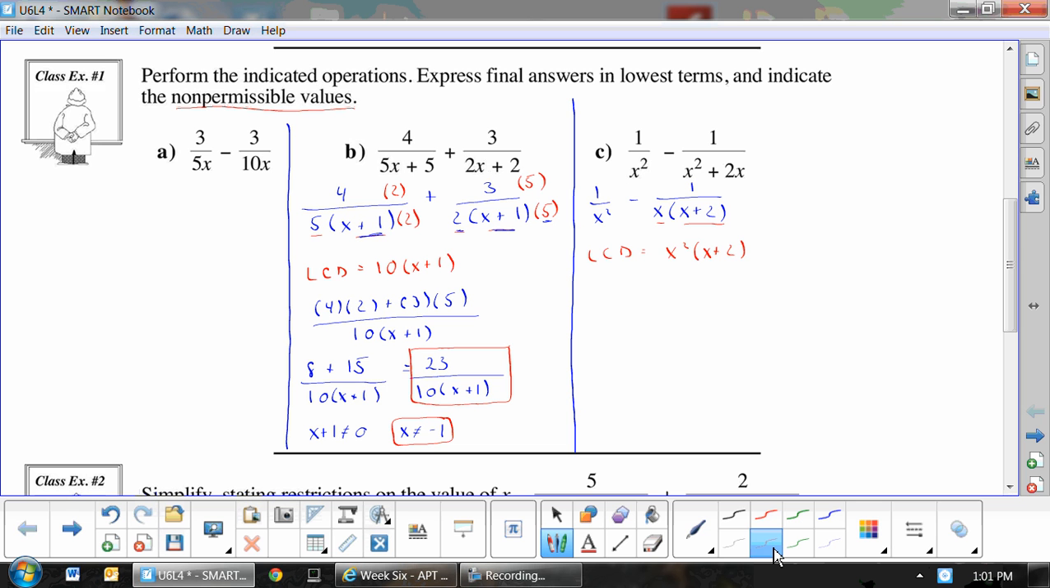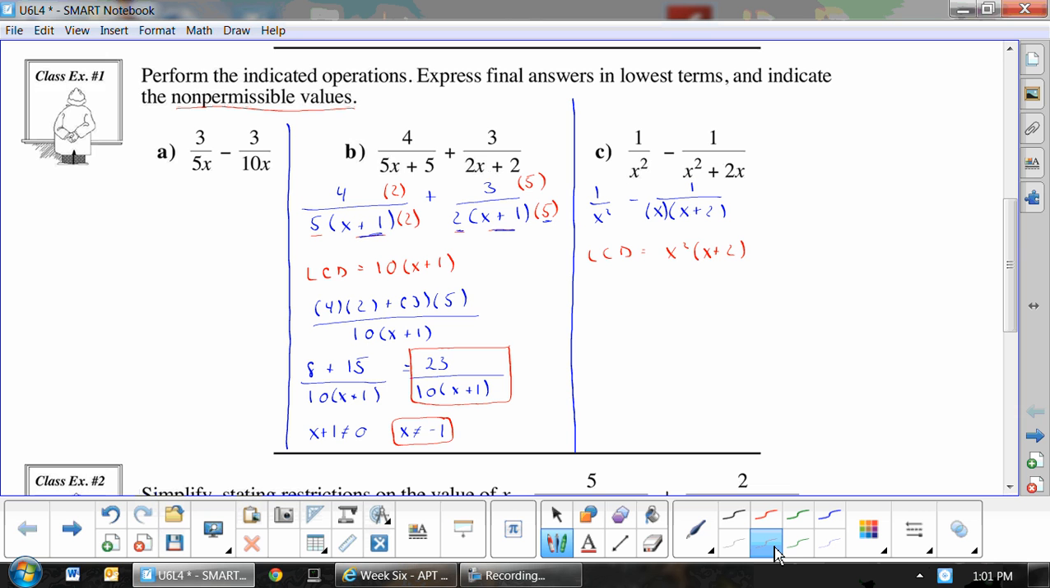Yes, Aaron? Because when we look at it, these are the two factors, an x and an x plus 2. And you can make an x squared by multiplying it by another x. Okay? But you can't make an x squared from an x plus 2, if that makes sense.